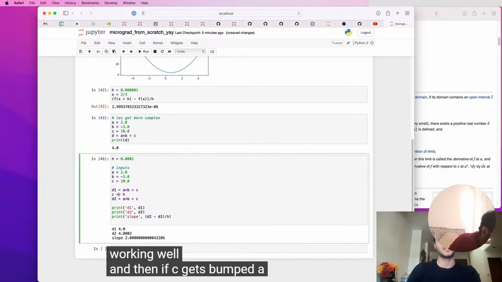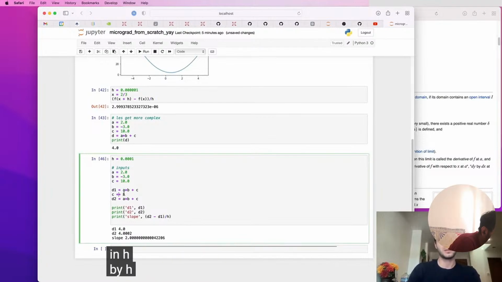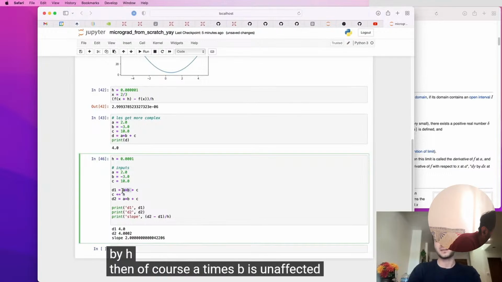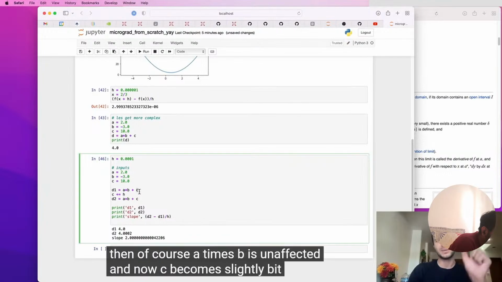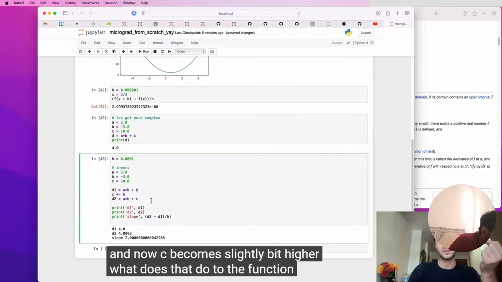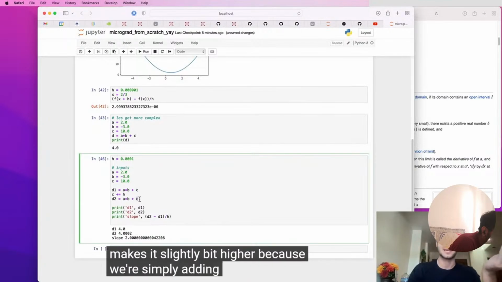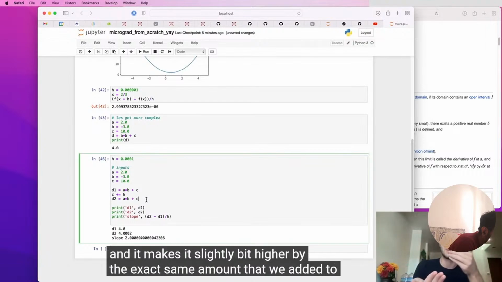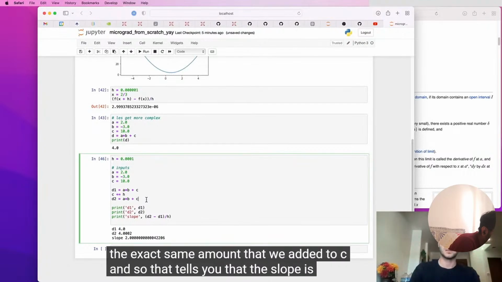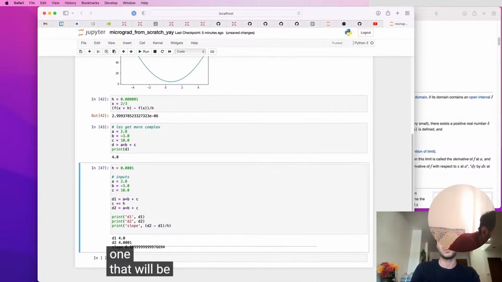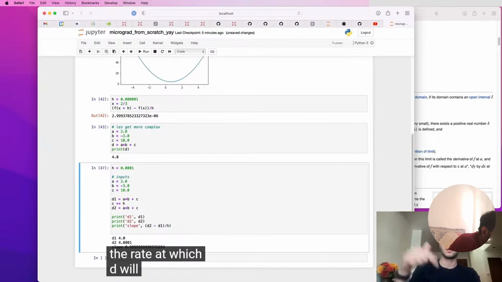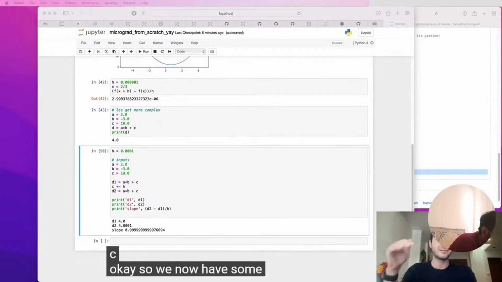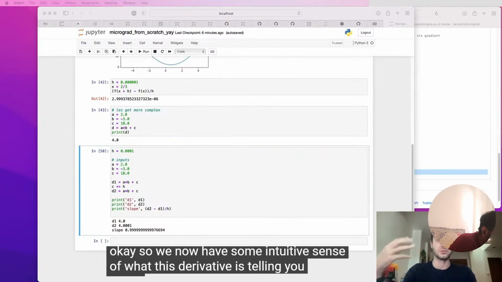And then if c gets bumped a tiny amount in h by h, then of course a times b is unaffected, and now c becomes slightly a bit higher. What does that do to the function? It makes it slightly a bit higher because we're simply adding c. And it makes it slightly higher by the exact same amount that we added to c. And so that tells you that the slope is 1. That will be the rate at which d will increase as we scale c. Okay, so we now have some intuitive sense of what this derivative is telling you about the function.